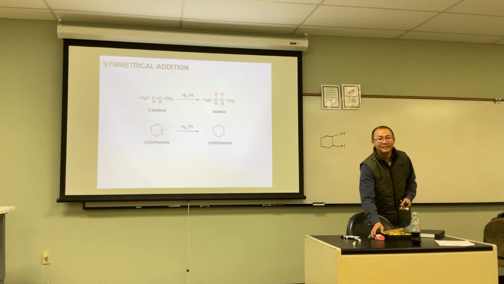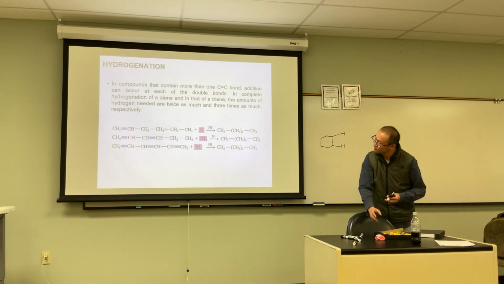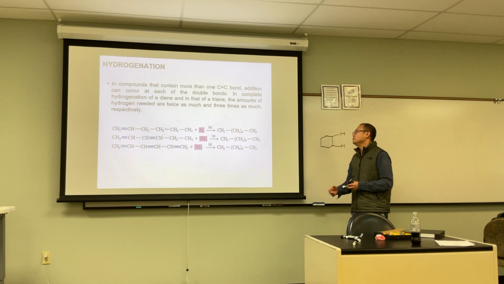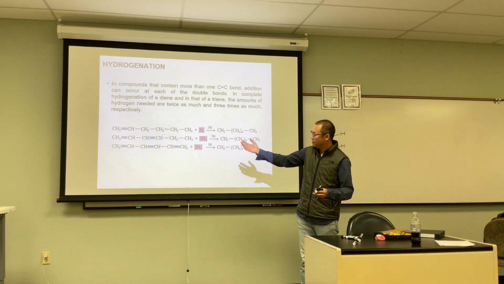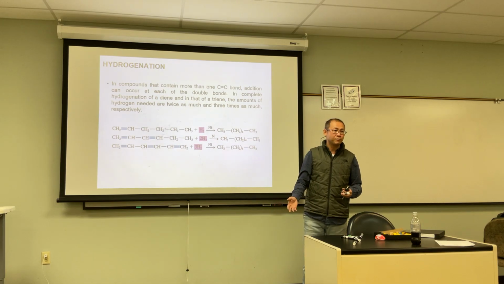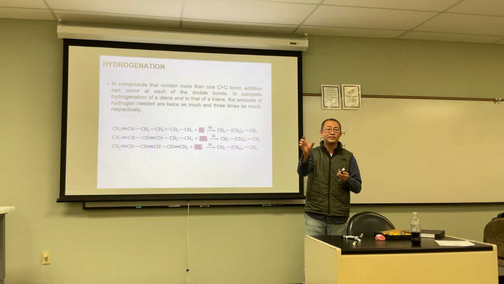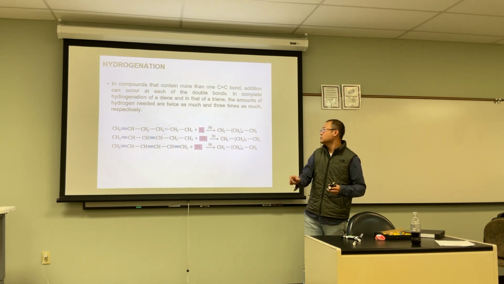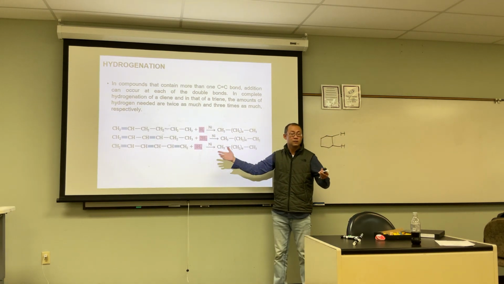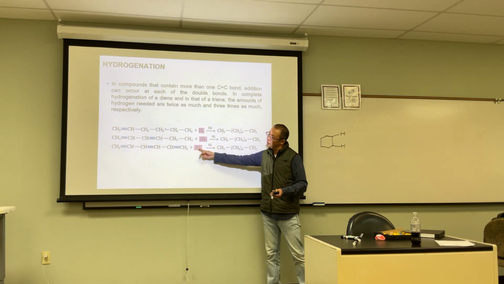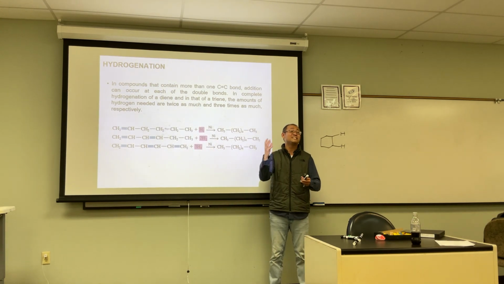Good? Okay, next. Yes, like she was asking earlier, what if a molecule has multiple double bonds? These are the multiple double bond molecules. If you want to put more hydrogen, put hydrogen on the double bonds. One double bond, you need one hydrogen. If you have two double bonds, you need what? Two hydrogens. If you have three double bonds, you need what? Three hydrogens, if you want to saturate them.